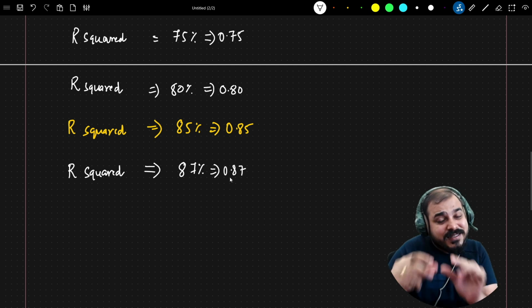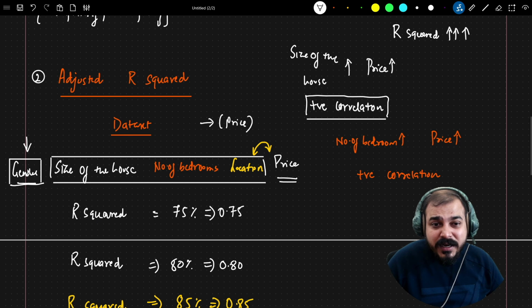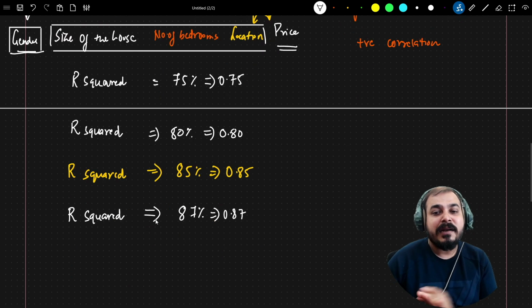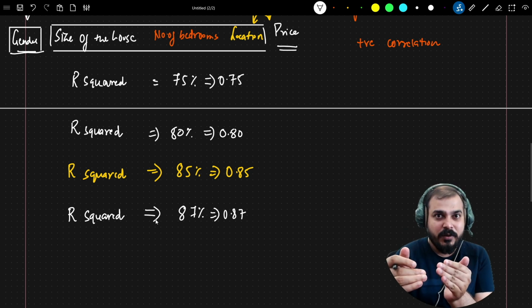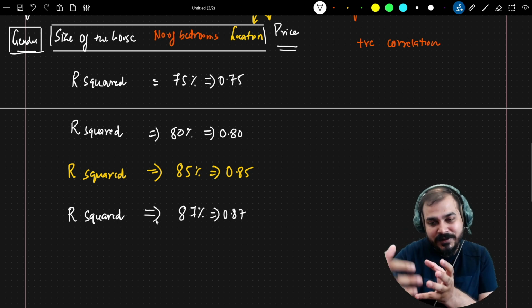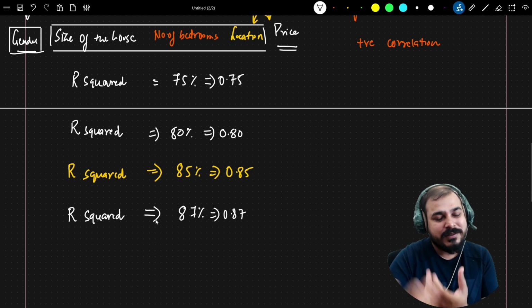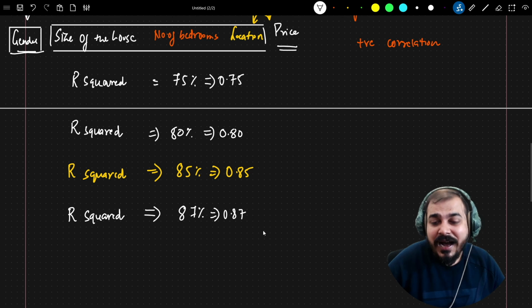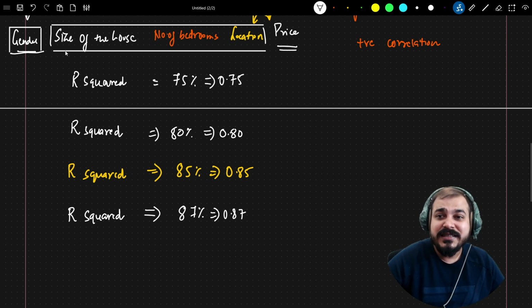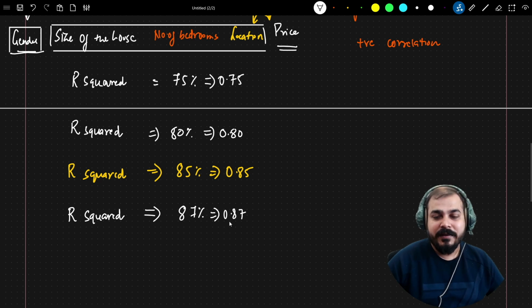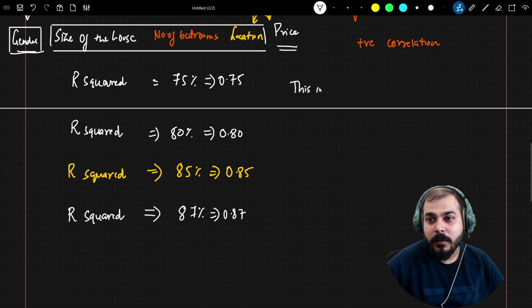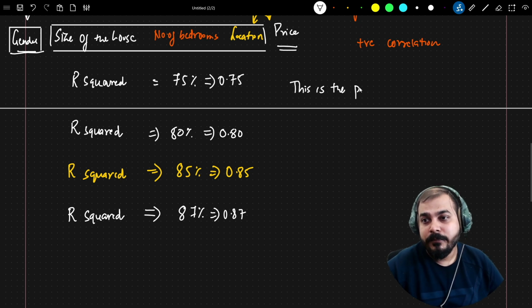But now there is some kind of problem. Even though this particular feature is not at all correlated with price, you can definitely see that my R squared value is increasing. I did not prove it practically yet, because I'll do the practical and show you with respect to this particular problem statement also. So in this case, you can see that even though this and this feature are not at all correlated, still it is increasing. So this is the problem with respect to R squared.